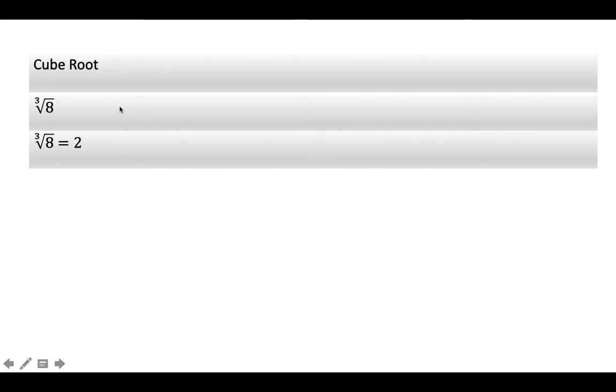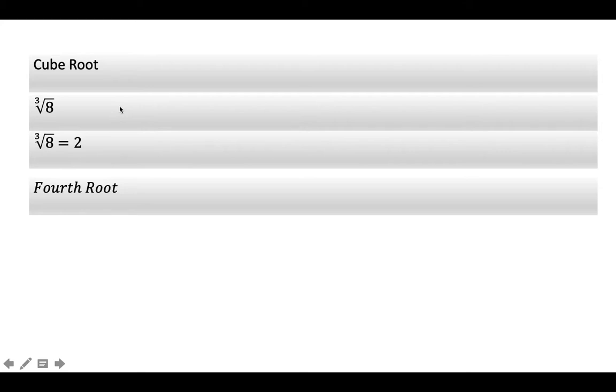Let's look at the cube root. The cube root looks like this. The index is 3, and the radicand is 8. The way we can interpret this is, what number multiplied by itself 3 times is 8? The solution is 2. So the cube root of 8 is 2.